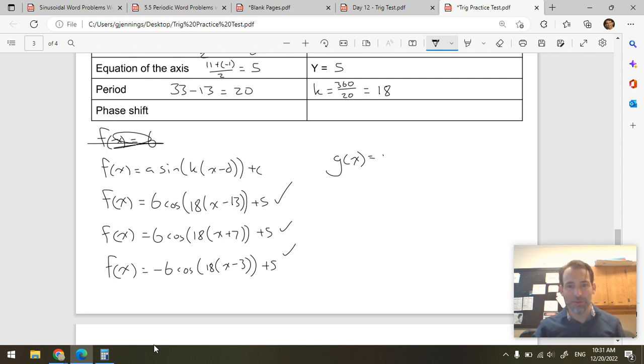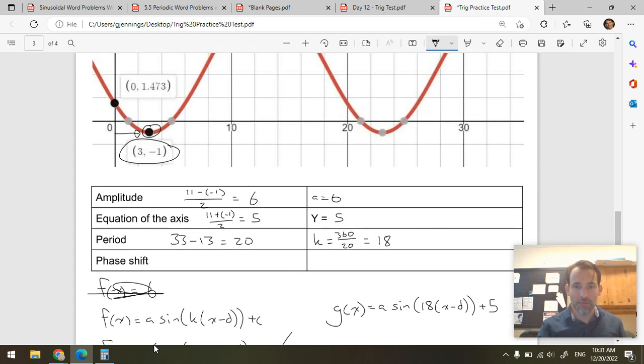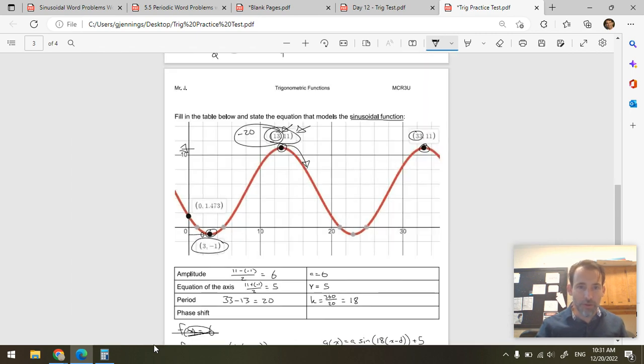All right, g of x is going to be equal to a sine of, and this time 18 times x minus, pretend I don't know it, d, plus 5. And now let's go take a look at it. If I know that the horizontal axis is at 5, I can go ahead and do that and know that that sine starts on the horizontal axis and goes up. That seems to be happening at the x value of 8.